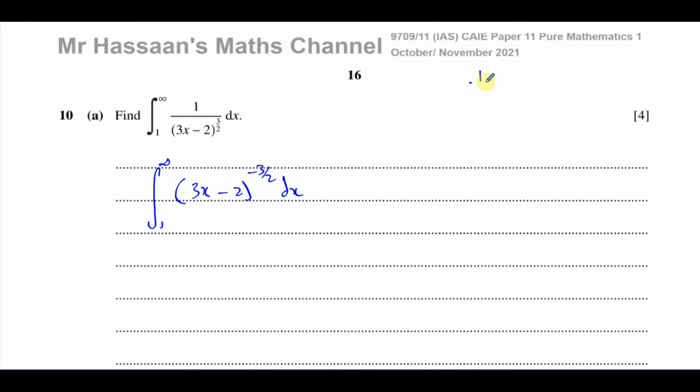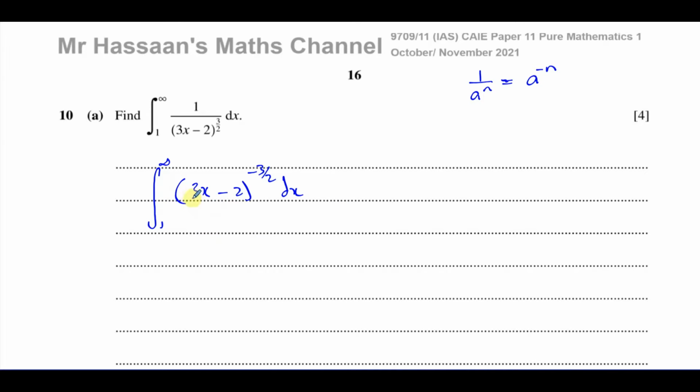This comes from the law of indices, that when you have 1 over a to the power of n, you can express that as a to the power of negative n. You can write the power as negative, and it gives you the reciprocal of what it's being raised to that power. So now it's ready to be integrated.